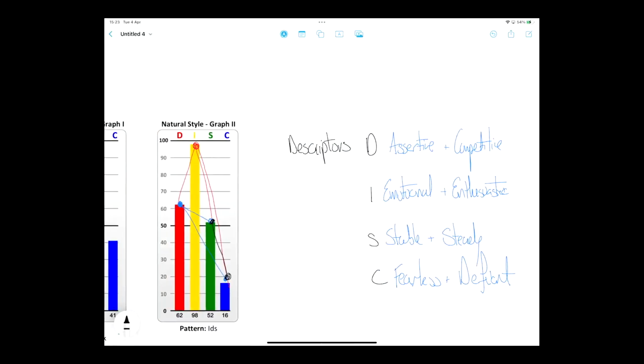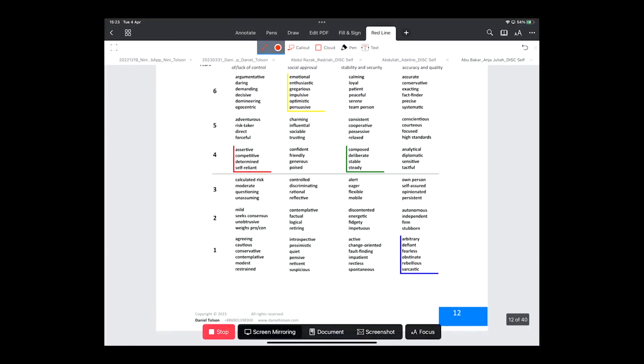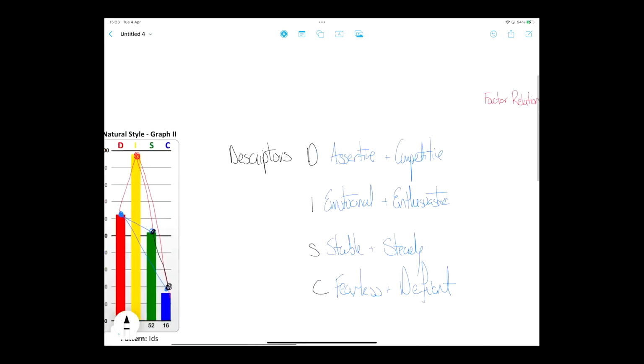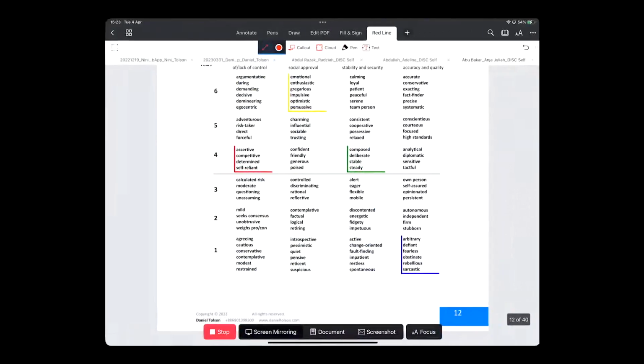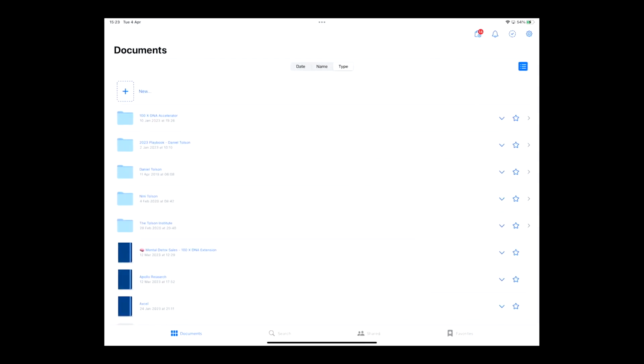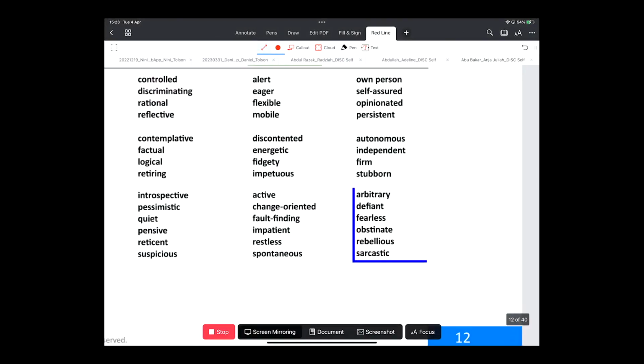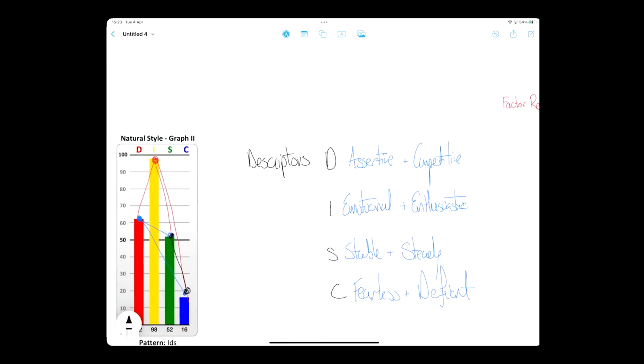I then chose for the I style, emotional, enthusiastic. You can see that they relate to the yellow box. I then chose stable and steady for the S style. You can see it relates to the report here. And then for the C style, what I chose was fearless and defiant, and you can see it relates to their C style. So I chose those as I look at the client. You can choose depending on your observation.